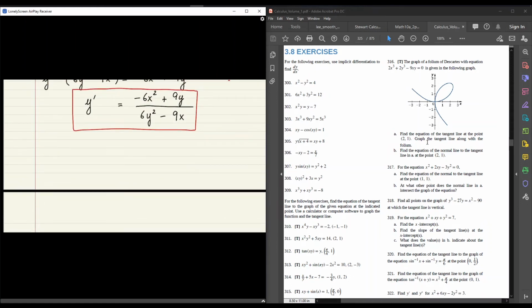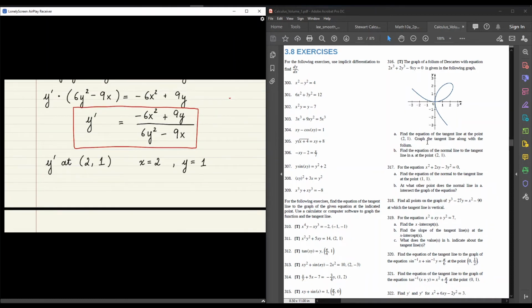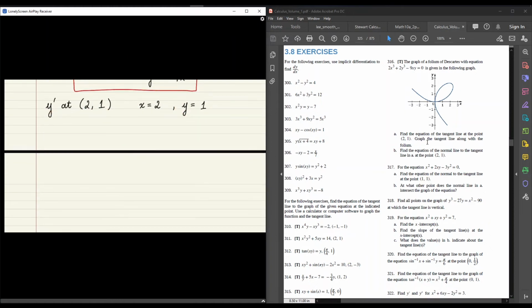So now I can find out what is y prime at the point 2, 1. So we know that x is equal to 2 and y is equal to 1. So I can plug x equal 2 and y equal 1 into this formula of the derivative to get the derivative at the point 2, 1. So what would I get?